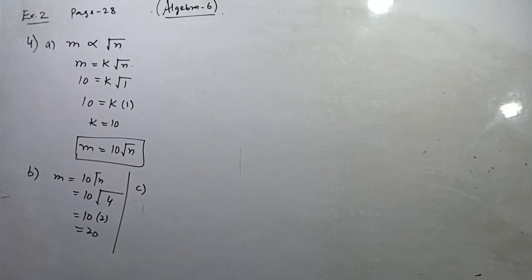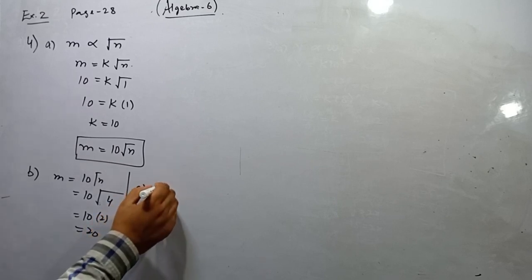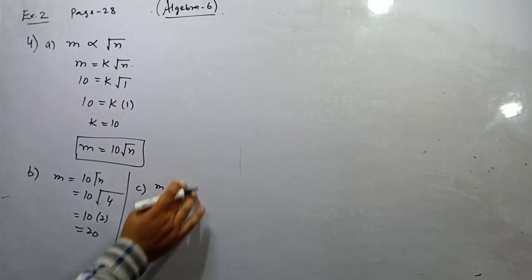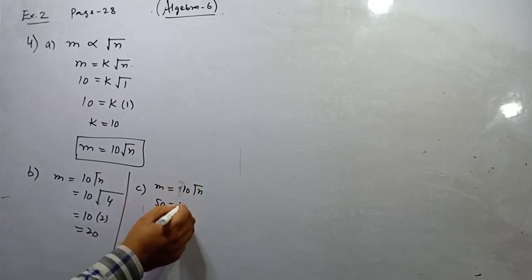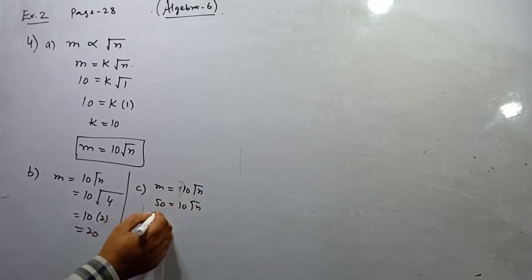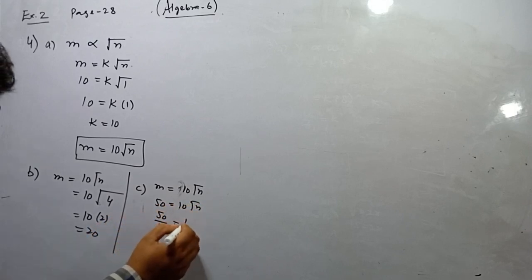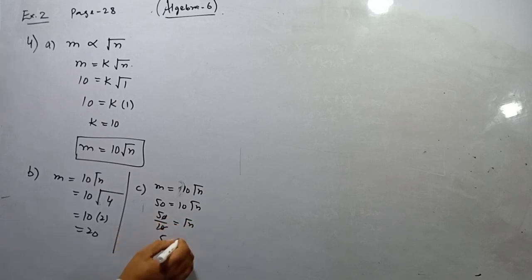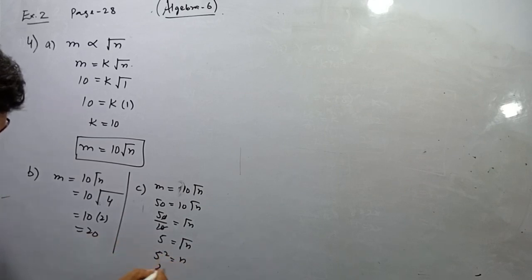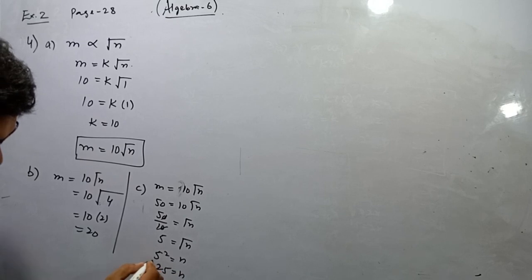Now see the third part. Find the value of n when M is equal to 50. We have the formula M is equal to 10 square root n. Now M is 50, equal to 10 square root n. Do the transposition. That's 50 divided by 10 is equal to square root n. The zeros cancel. It's 5 is equal to square root n. I can square both sides. It will become 5 squared is equal to n. That's 25 is equal to n. So the value of n is 25.